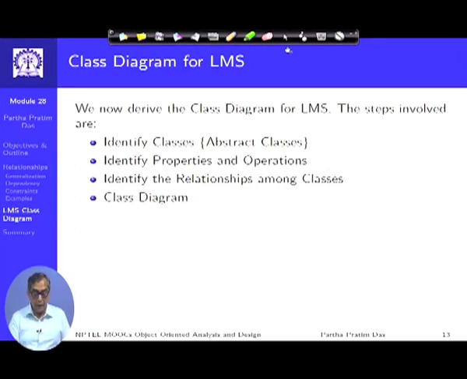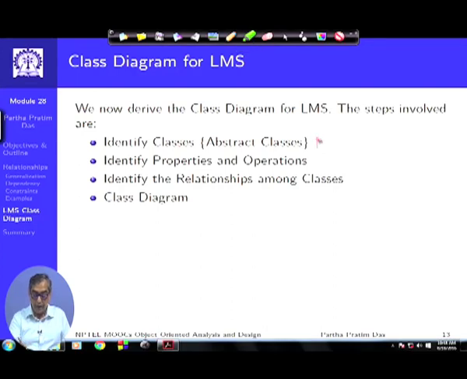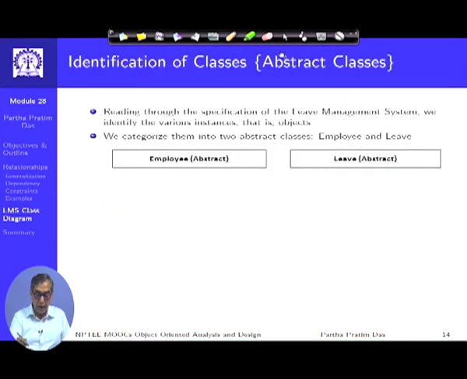In terms of the class diagram, the tasks are to identify classes. Often you start with identifying abstract classes, identify the properties and operations, identify the relationships, and finally combine them all together in terms of the class diagram. These are tasks which we have been performing all through the past several modules, and so we can just quickly glance through the result of that.